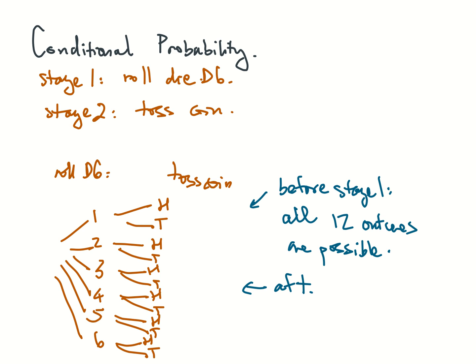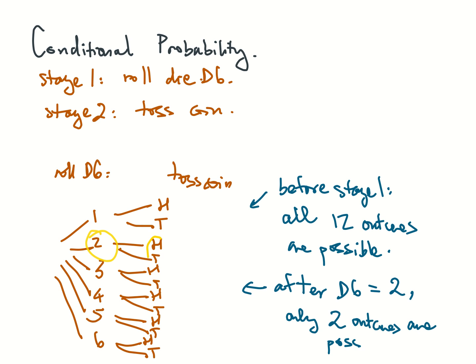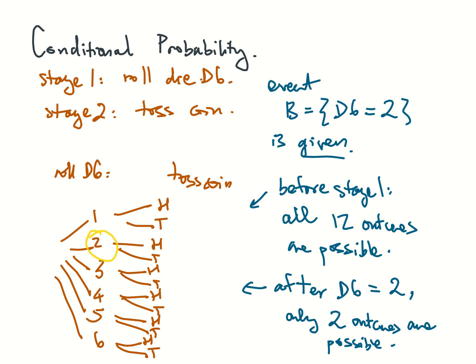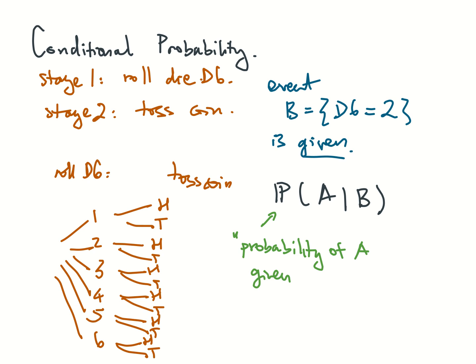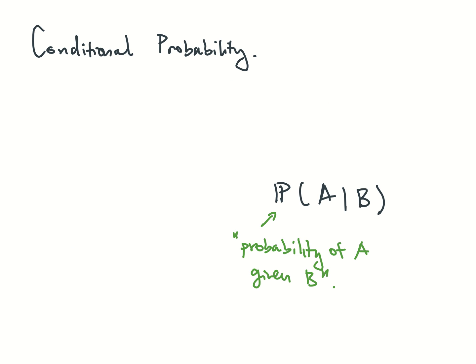After I roll the die, and let's say the die shows 2, then only 2 of the 12 outcomes are possible. An event B is given if we observed it. That means the event really happened. There's no more uncertainties. This notation stands for the probability of A given B. Try the following exercise.